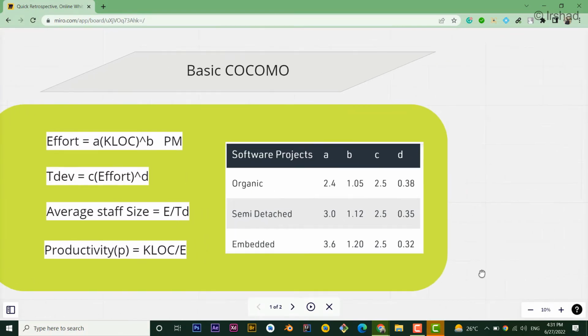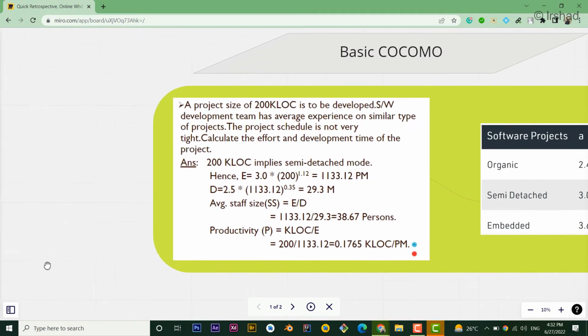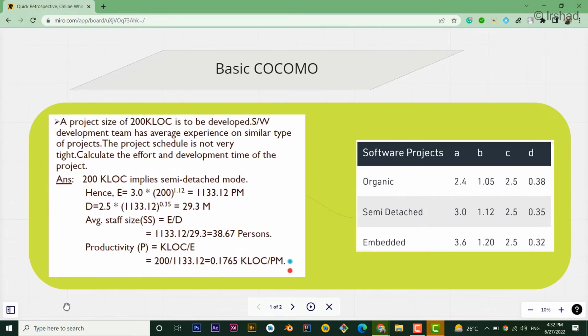So let's take an example, and here you can see that we have a question on the basic COCOMO. A project size of 200 kilo lines of code is to be developed. The software development team has average experience on a similar type of project. The project schedule is not very tight. Calculate the effort and the development time of the project. Two important things are here: the first is 200 KLOC and the second is that the schedule is not very tight.